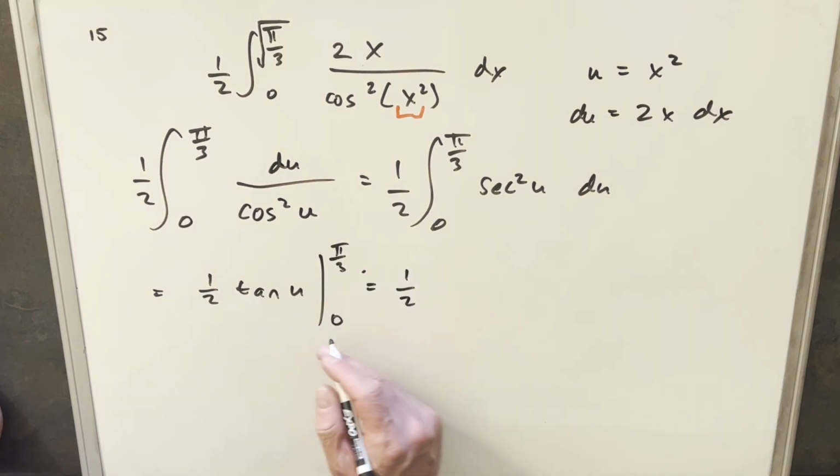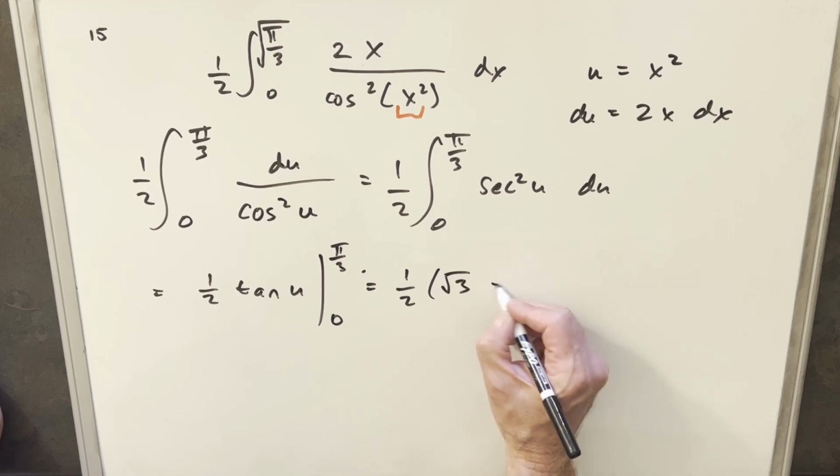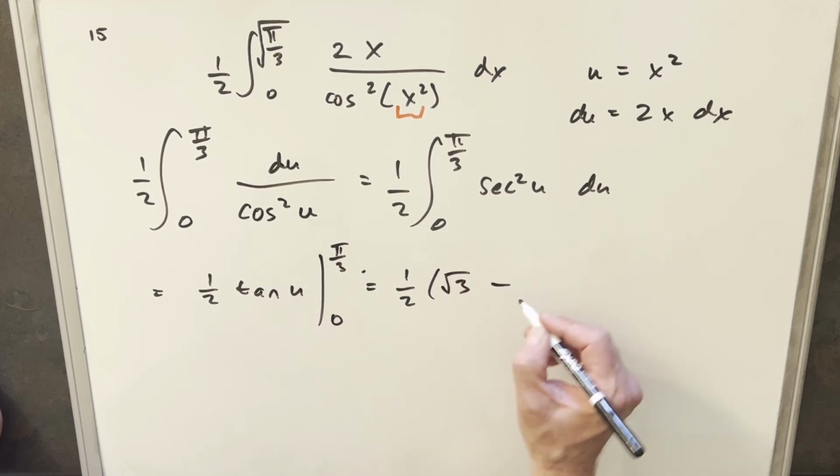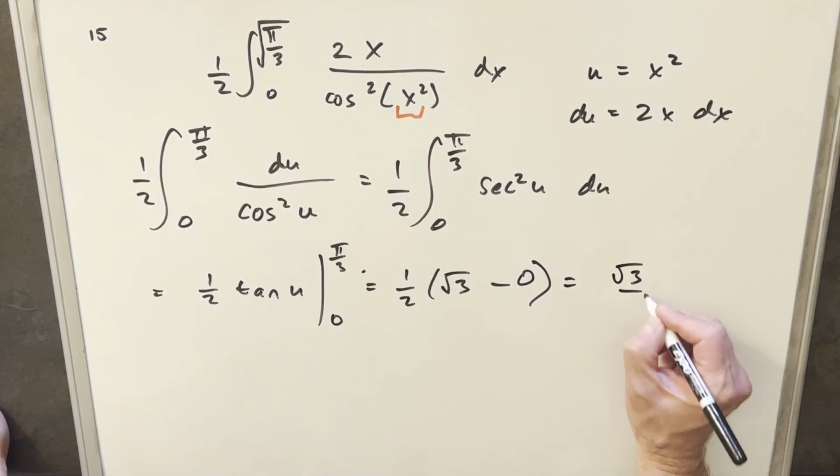Okay, so we have our half out front. I'll plug a pi over 3 in here. Tan at pi over 3 is square root of 3. Then we plug a 0. Tan at 0 is just 0. So it goes very quick. We're just going to have our solution multiplying square root of 3 by half, and we're going to have square root of 3 over 2. So that's it.